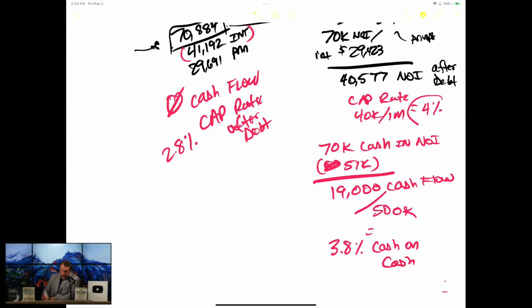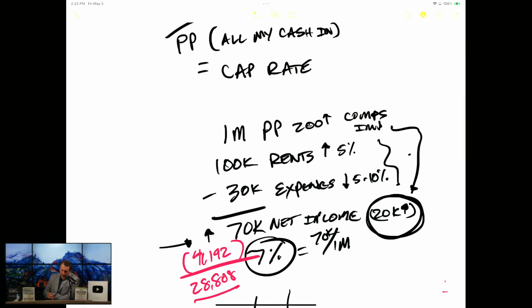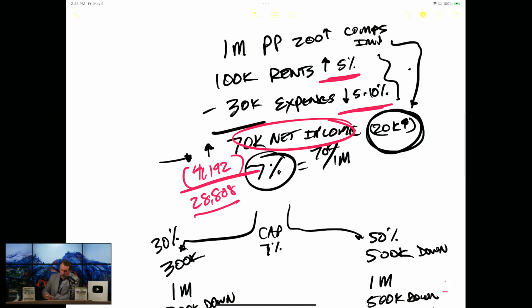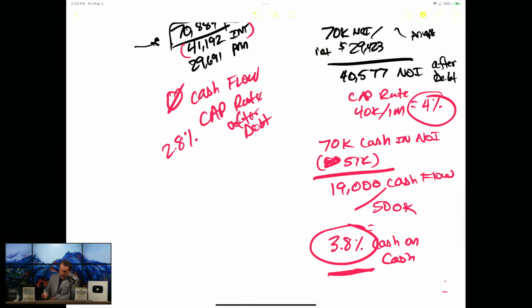So this number of having a 4% cap rate and a 3.8% cash on cash looks really attractive, because what am I going to do? I'm going to go back here and I'm going to try to increase rents, decrease expenses, increase my NOI, which is going to drive up my cash on cash return and drive up my cap rate.